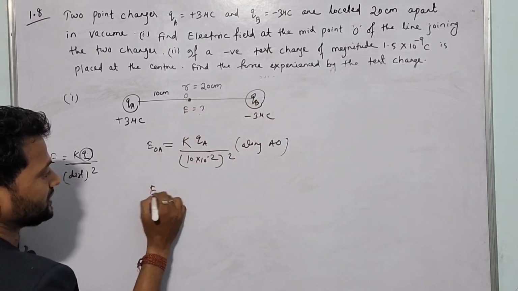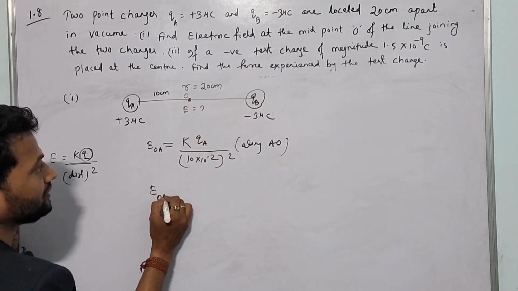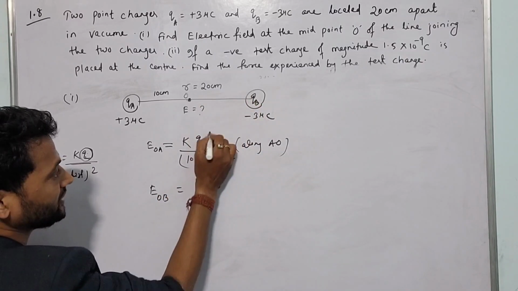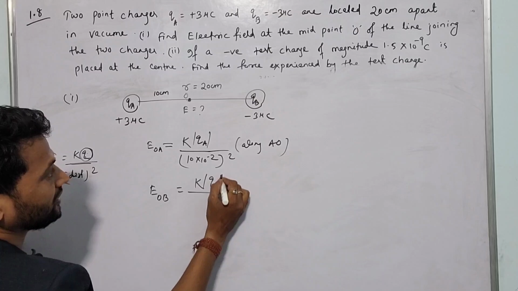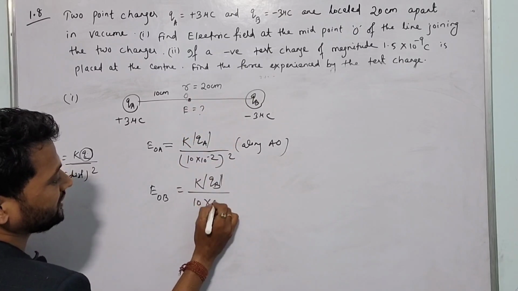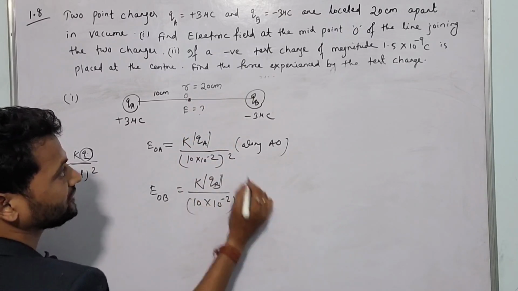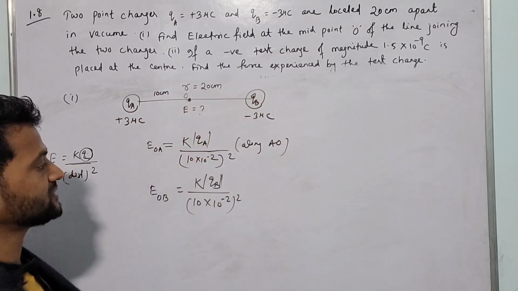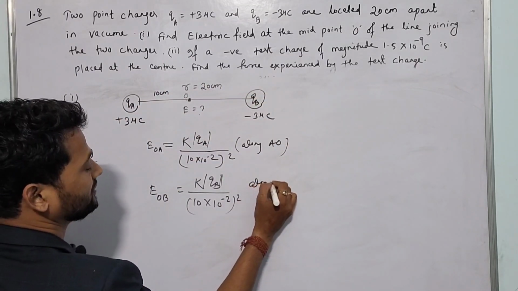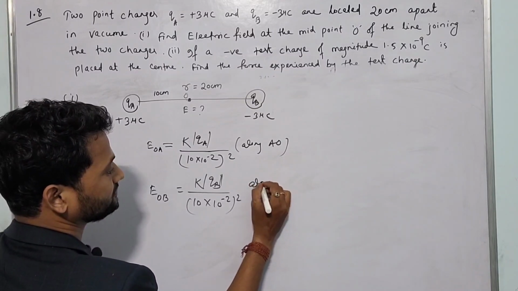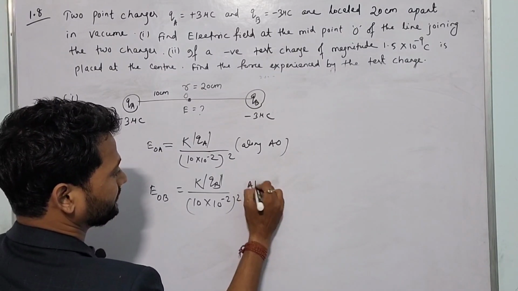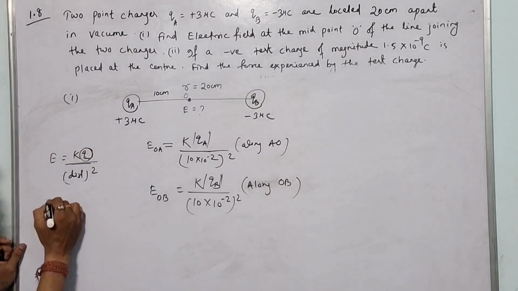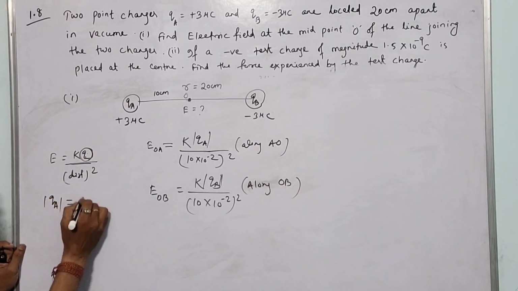Similarly, what is the electric field at this point O due to the B charge? K Q into mod of B upon distance square. I am taking the mod of B. The distance is 10 into 10 to the power minus 2, squared. And what is the direction? Since it is a negative charge, the direction of electric field is towards the charge, along OB. Okay?